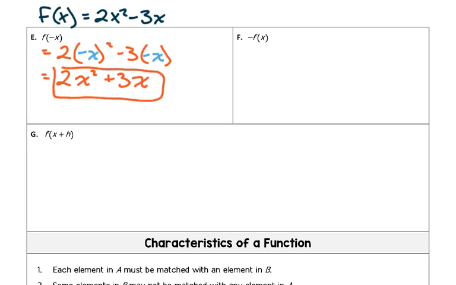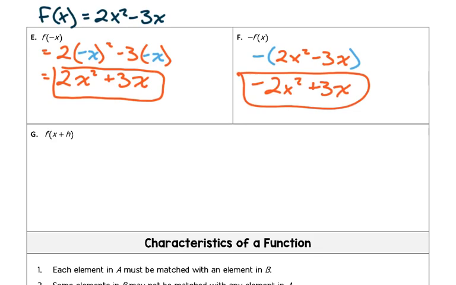Now looking at part F, we have negative f of x. In this case, the negative is on the outside of the f of x. What does that mean? I'm doing something to my function f of x: I'm negating it, multiplying it by negative 1. So I negate the whole function f of x, distribute that negative sign and simplify, and that'll be my answer. So I get negative 2x squared plus 3x.